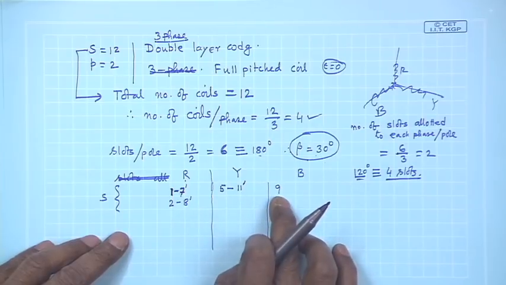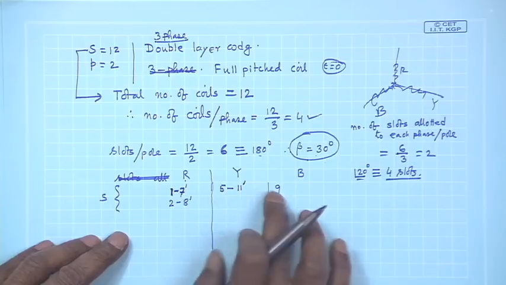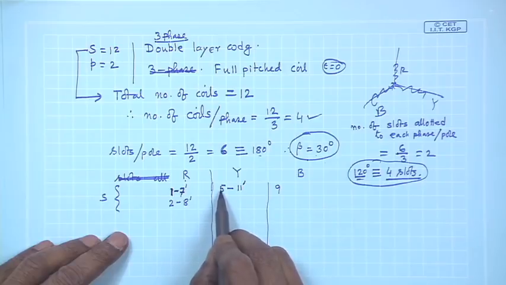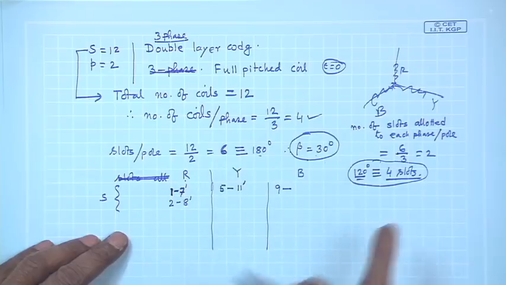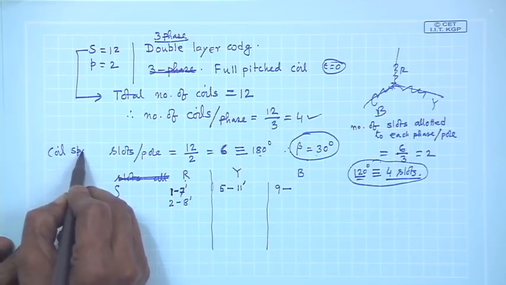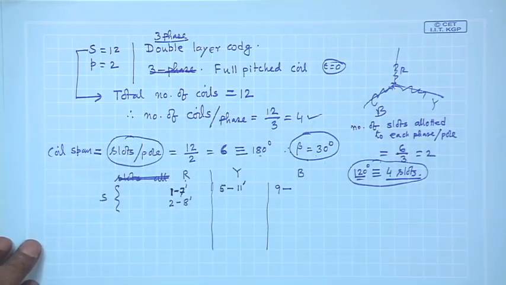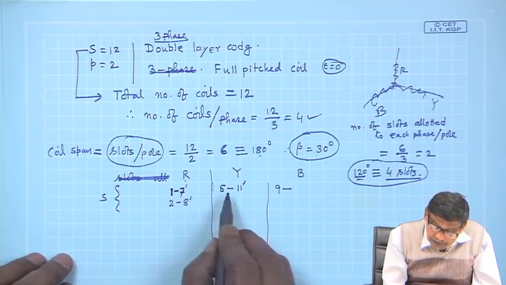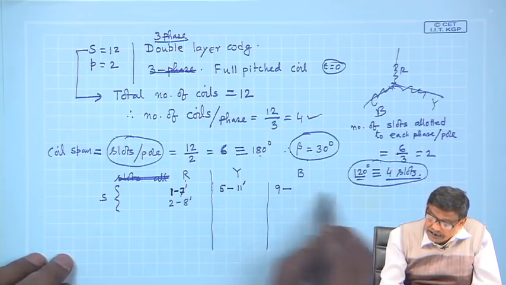Similarly, B phase will start from the Y phase after 120 degrees, but 120 degrees corresponds to 4 slots. Therefore, it should be 5 plus 4, 9, and the coil span is 6 all the time. So, this is equal to the coil span, you know, the slots per pole, and I am using a full pitched coil, no question of short chording the coil. Therefore, it should be 1, 4, 5 and 9, then add 6 to it, you get 15 dashed.